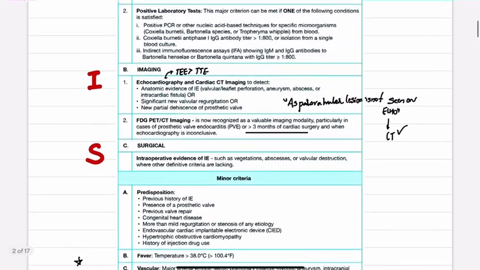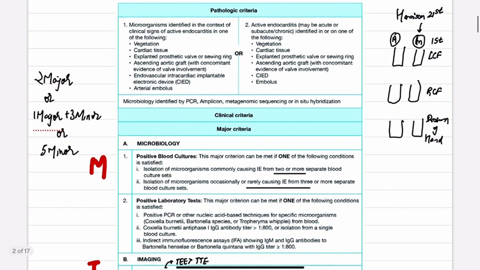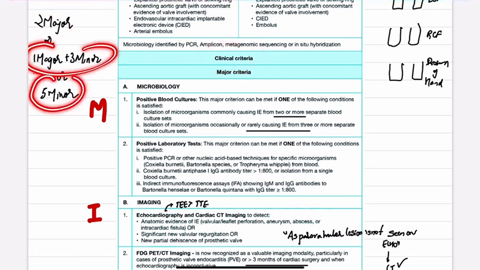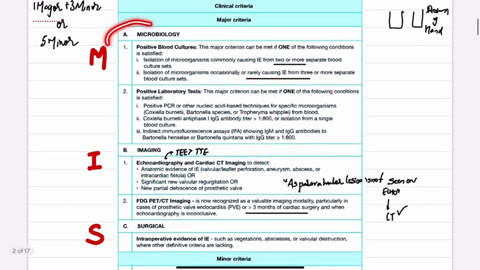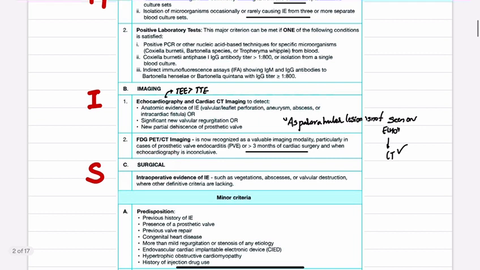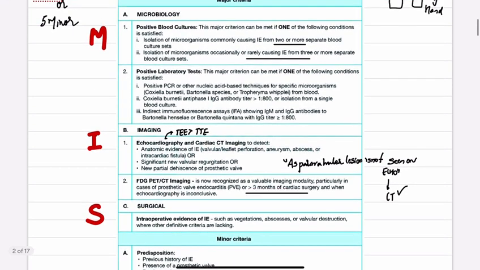This is the thing you have to remember: there is one pathological criteria, that is short; if the pathological criteria is met, fine, or you have to go with the clinical criteria. The clinical criteria is either two major, one major plus three minor, or five minor. The major criteria include microbiological, imaging, and surgical, MIS. The important point here is 3 months of cardiac surgery, and for commonly causing, two or more separate blood culture sets, and for the rarely causing, three or more separate blood culture sets.